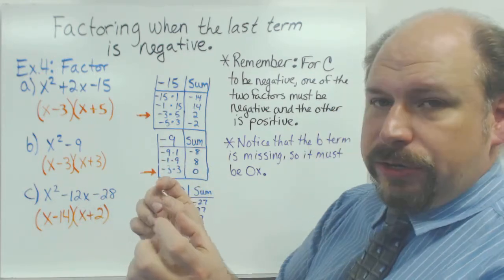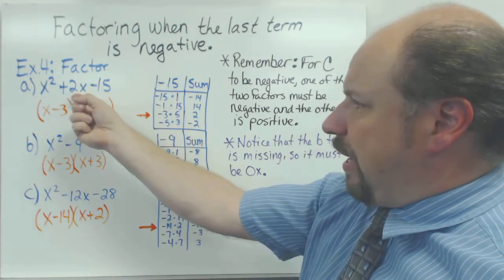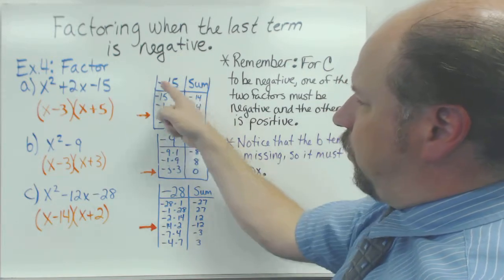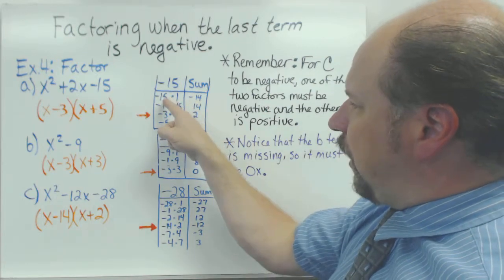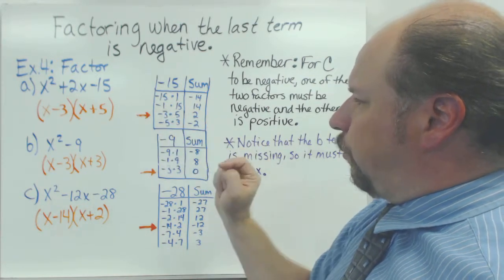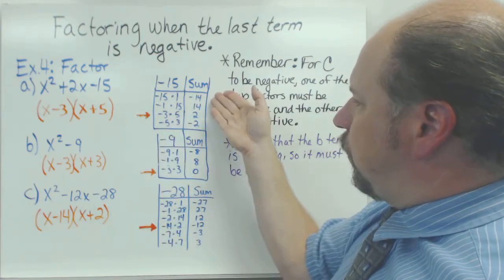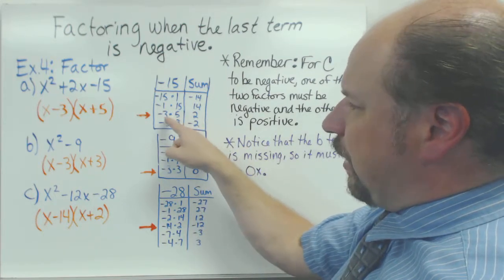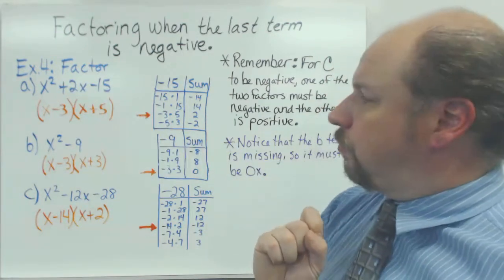Okay, so we need to find two terms that multiply together to make negative 15 that add up to positive 2. So I have listed different ways that we can factor negative 15 here. Negative 15 times 1, or negative 1 times 15, or negative 3 times 5, or negative 5 times 3. So all the possibilities, and I have added those together. And of course, negative 3 plus 5 is positive 2, which is what we want here.